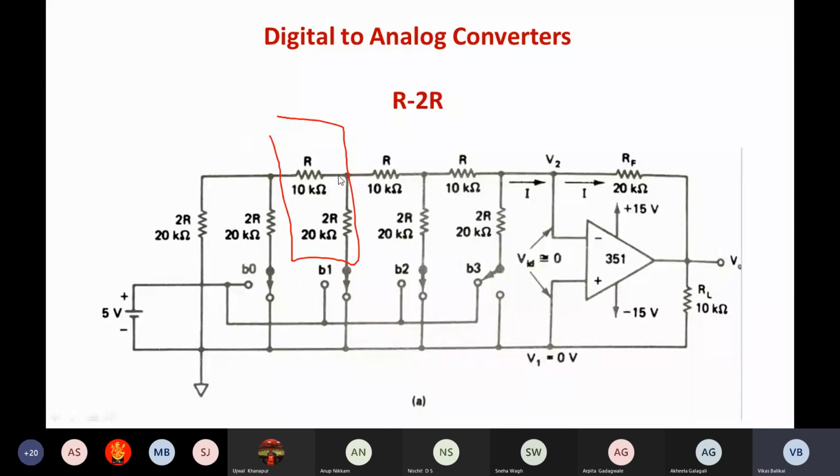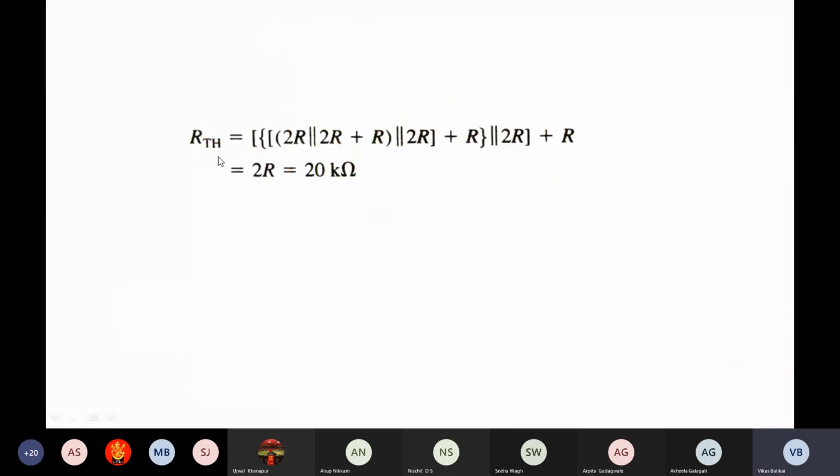So 2R is always in parallel with the combination of R plus 2R. And this entire network is again in parallel combination with the series combination of R plus 2R. So this is what I get.